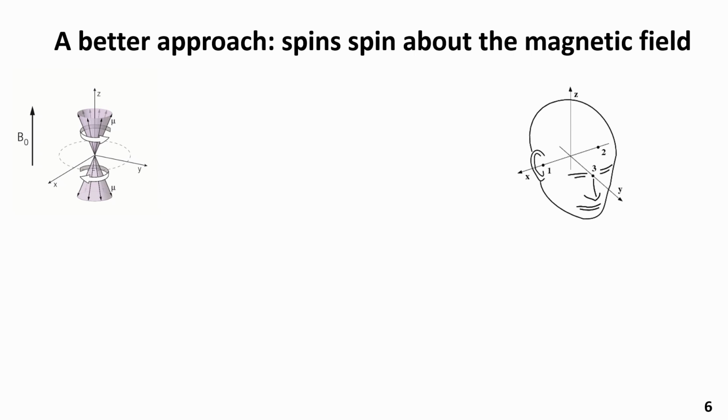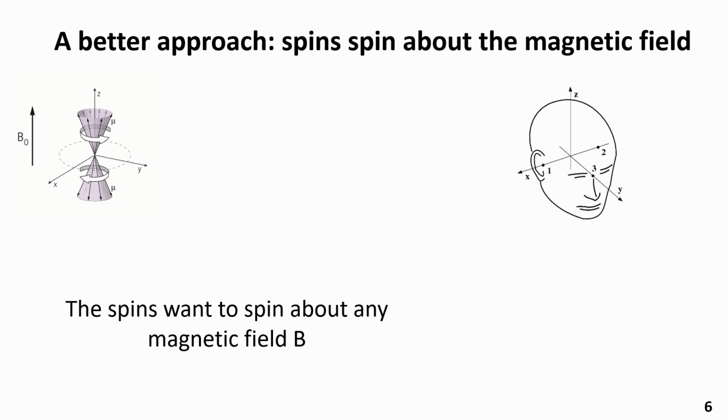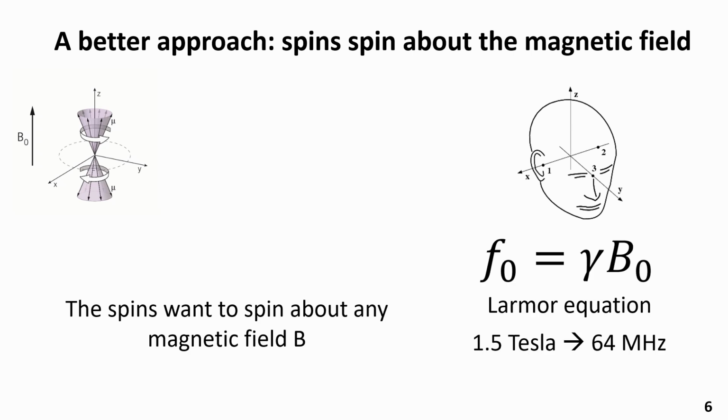The job of the spins is to spin about any magnetic field they experience. They spin faster if the field is stronger. This is given by the Larmor equation. In a 1.5 Tesla magnet, the spinning frequency is approximately 64 megahertz. That is 64 million revolutions per second.